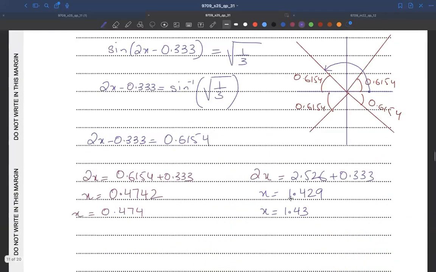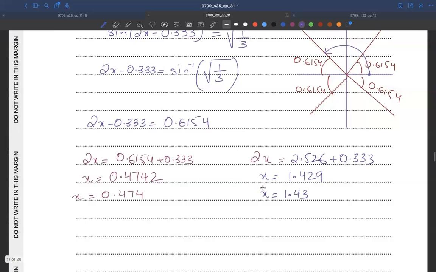And then let's take the third answer as well. If it comes within pi, that will also be part of the answer. So now this total angle would become pi plus 0.6154. So 3.142 plus 0.6154, and then we add 0.333, and then we divide by 2, and the answer is coming 2.054.